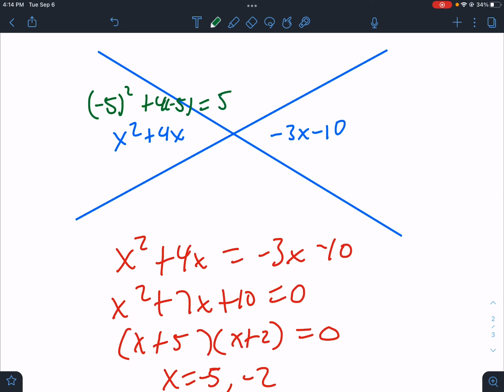That's acceptable. How about over here? Negative 3 times negative 5 minus 10. That'd be 15 minus 10. That's 5. Okay, we're good.